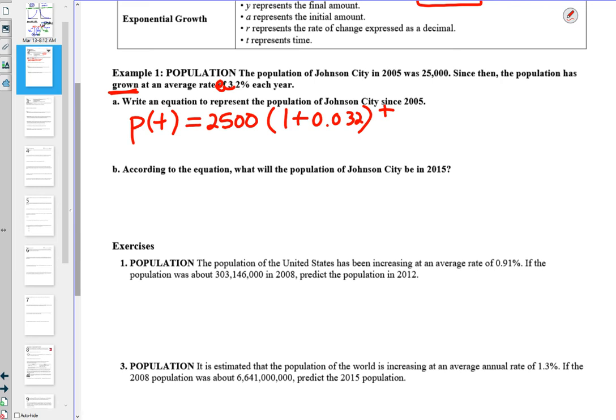Now, can I simplify any of those operations? Are there any operations there that I can do? Yeah, the addition. You can always do the addition. So here, my population based on time is going to be 25,000. I wrote that wrong. Sorry, I forgot the zeros. I put 2,500. 25,000 times 1.032 to the power of t. That's just the equation.